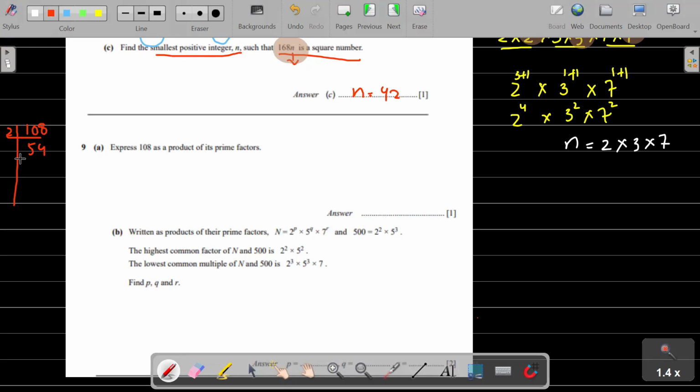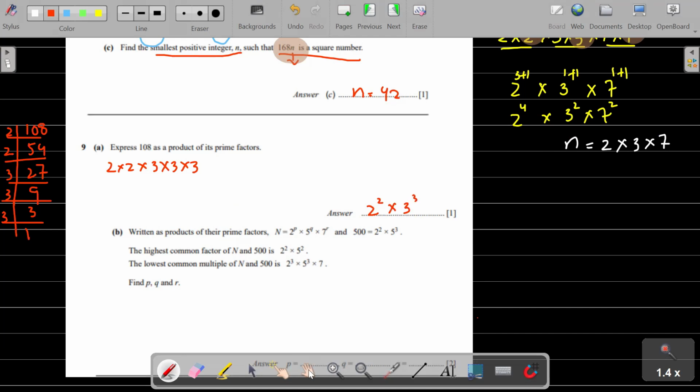2 5s are 10, 2 4s are 8, 2 2s are 4, 1 carry forward, 2 7s are 14, 3 9s are 27, 3 3s are 9, 3 1s are 3. So the prime factors are going to be 2 times 2 times 3 times 3 times 3, and we can write it as 2 raised to power 2 times 3 raised to power 3.